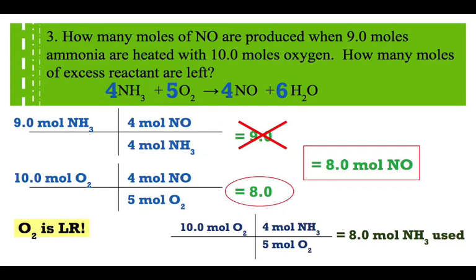That would be 8 moles there. Since we started with 9 and only used 8, there would be 1 mole of our NH3 remaining. So these first 3 problems have been mole-to-mole problems to help you see this process and understand some of the variations that can happen with these problems without making the stoichiometry too complicated.